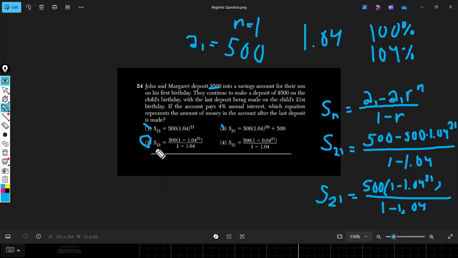The Regents loves doing this, and it makes no sense. Like, that's such a weird step, and it's so inefficient. It's just to trick you.